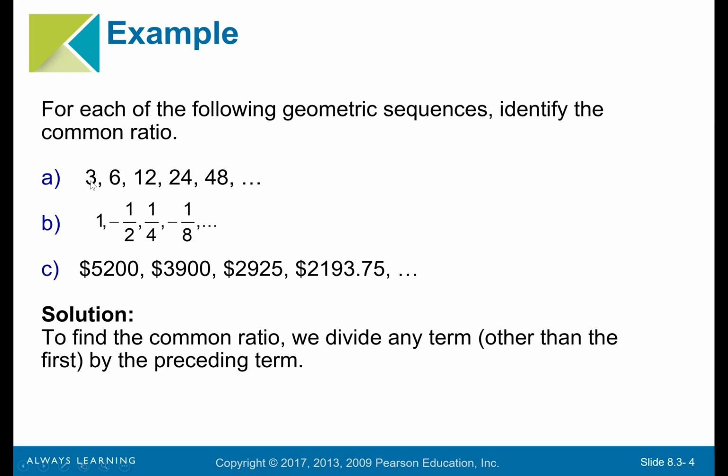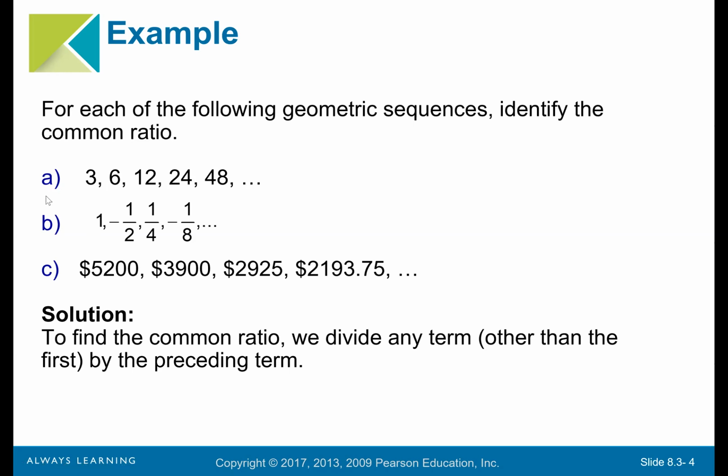So the numbers are getting bigger in A. Take any term. I'm going to take 48 and divide it by the term before it. So 48 divided by 24 is 2. But I could have just as well taken 6 divided by 3, which is also 2. It's going to be helpful in a lot of these to use the earlier terms because they're smaller numbers.